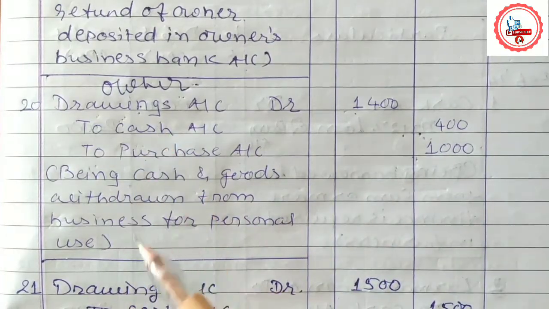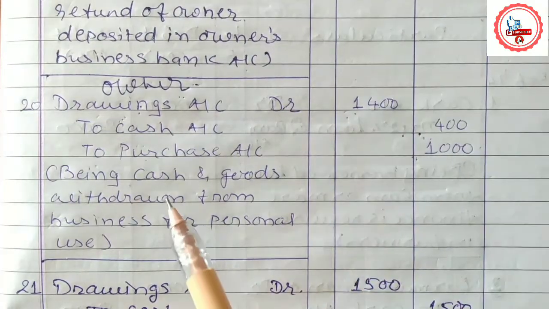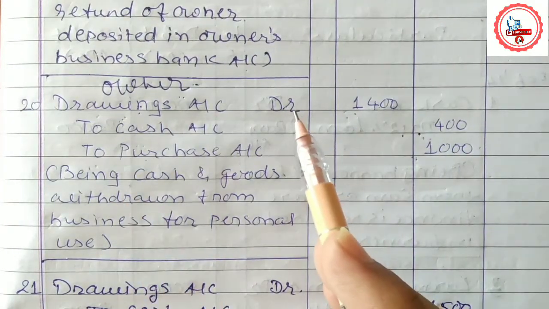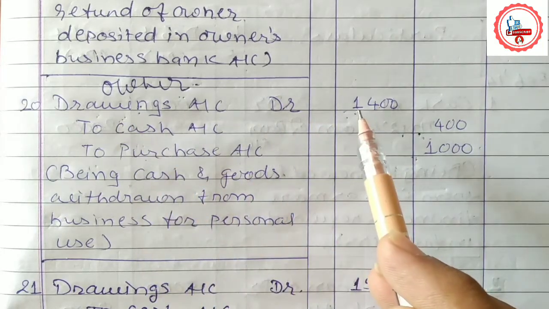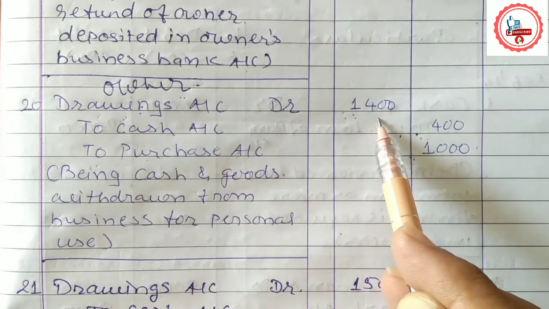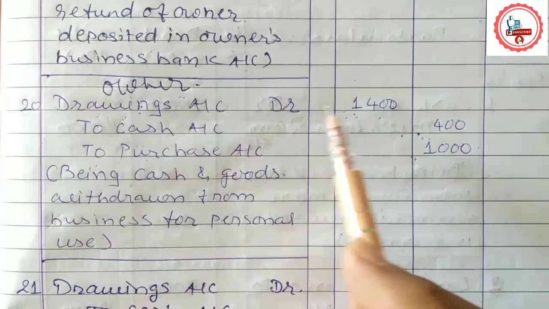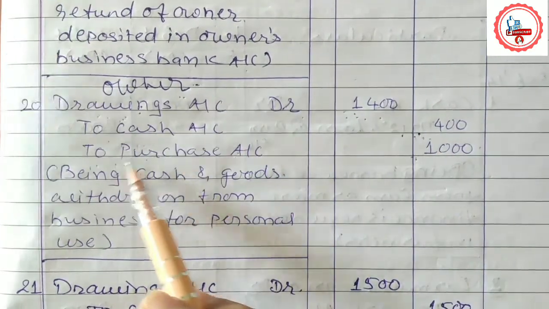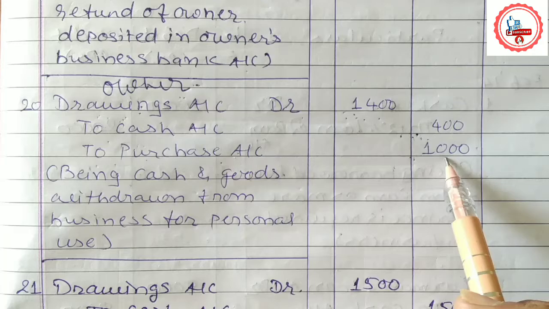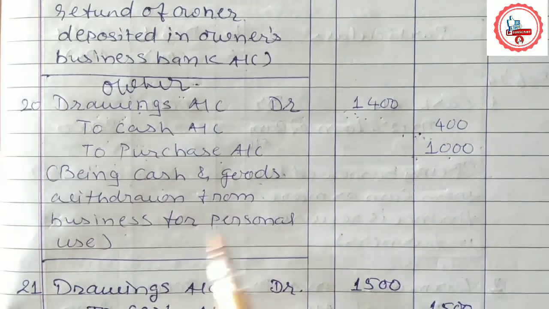So both times drawings account will be debited by 1,000 and 400. So instead of recording separate entries, you may write a combined entry where the total amount of drawings comes to 1,000 plus 400, that is 1,400. So your journal entry would be drawings account debit 1,400 to cash account 400 to purchase account 1,000. This is called a combined entry, being cash and goods withdrawn from business for personal use.